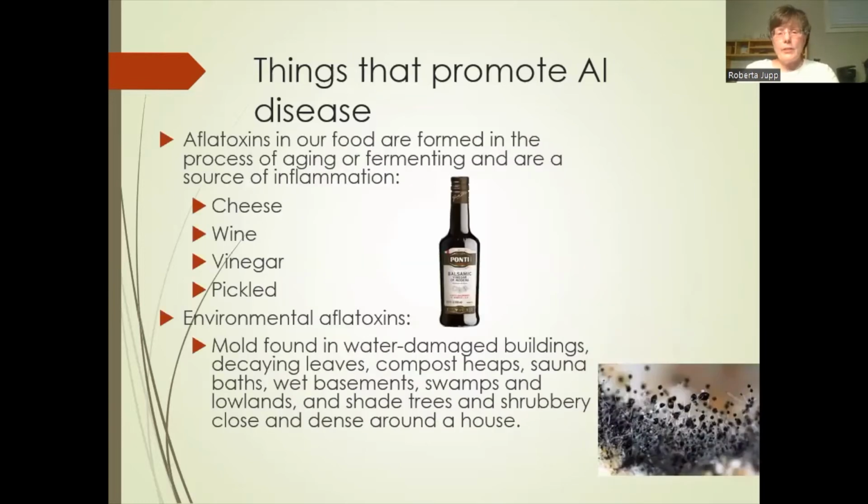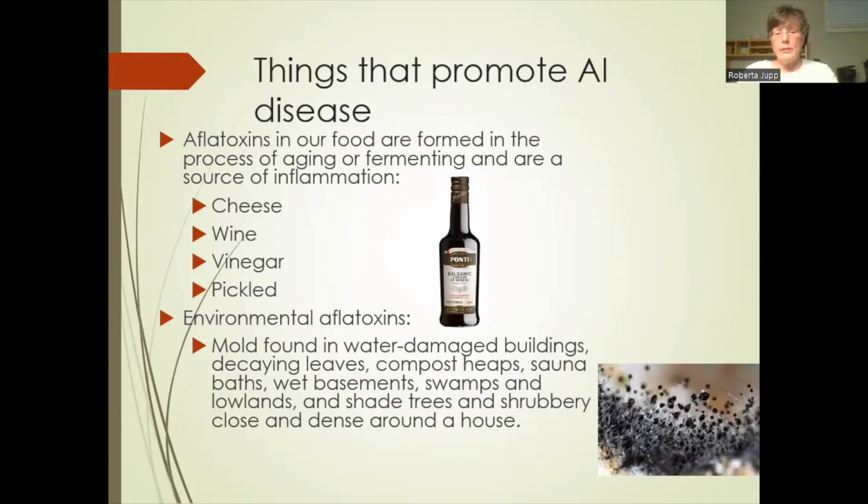So aflatoxins in our food are formed in the process of aging or fermenting, and they're a source of inflammation. Fermented and aged things like cheese, wine, vinegar, and pickled foods. And vinegar is really a point of contention because we see a lot of folks promoting apple cider vinegar to drink. But vinegar is actually used in the labs when the scientists want to create inflammation in the intestines of the lab rats. They'll use vinegar.